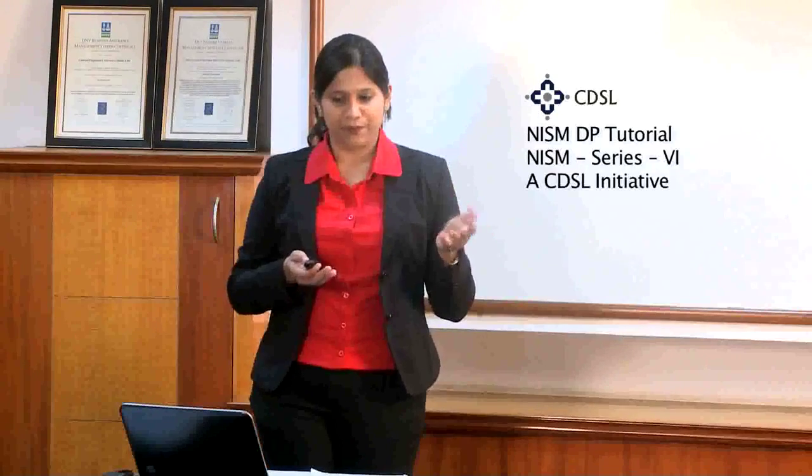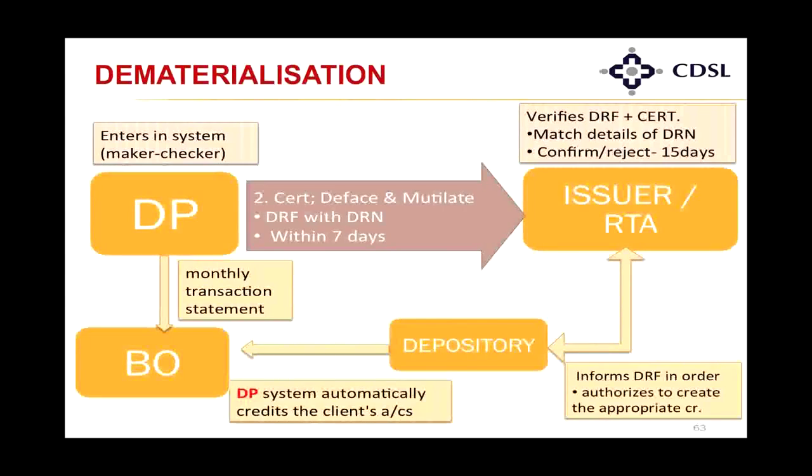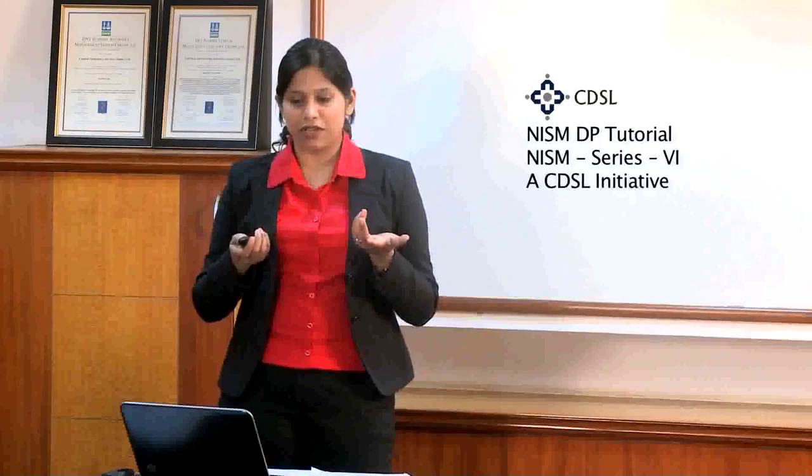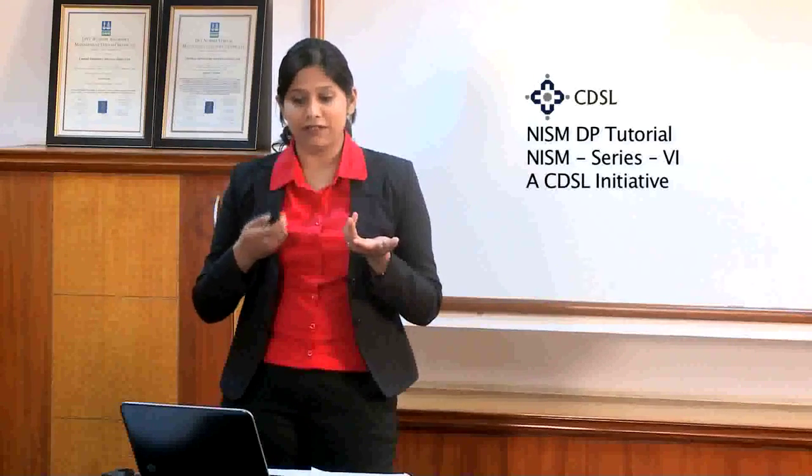Now what will DP do? Once any request is registered with the DP, they will enter it on the system. There you have a maker-checker concept. Then the certificate, which is a defaced and mutilated certificate, along with the DRF will go to the RTA. Once you have entered all the details on the CDSL system, you will get a DRN. DRN stands for DMAT request number. Once you get this number, you can send it to the issuer RTA. Now 2 things may happen. The issuer RTA may accept or may reject it.